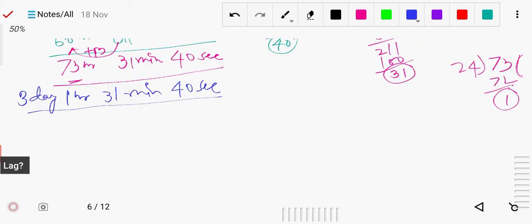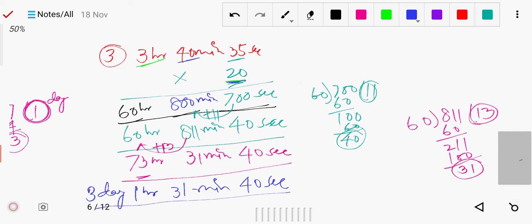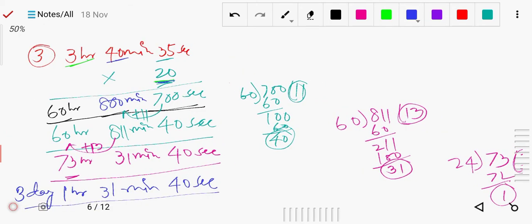Got it? You can just check it once again. So this is your solution. First you multiply, then one by one you change these also, by dividing by 60 and 24 we have done it.